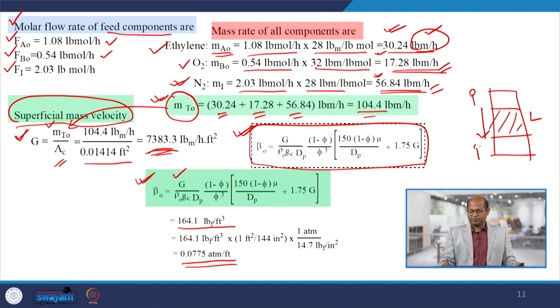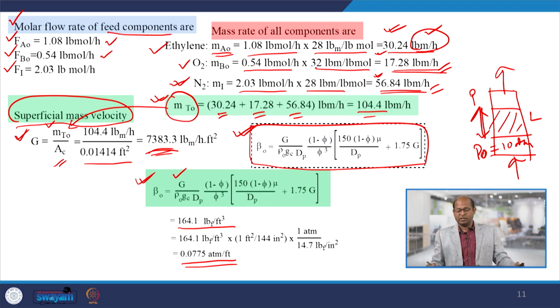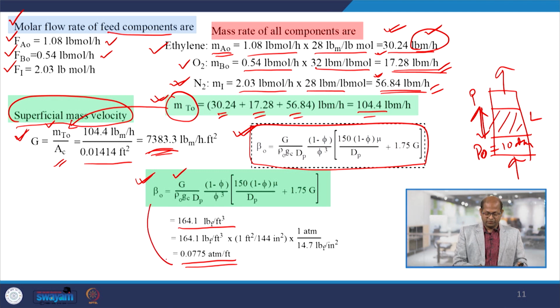Let us say this is P0 to P. Initially it was, let us say, 10 atm pressure. This is the inlet and this is the outlet. Per unit length, beta 0 indicates the pressure drop along the bed or the reactor, so the unit of beta 0 is atm per foot. The pressure drop changes per foot of the reactor. We have calculated the beta 0 value for this particular system.